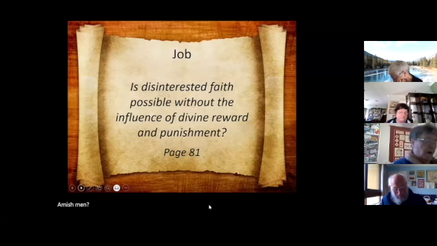And it raises this immense question. The Hasatan, when he descends into the heavenly court and God says, well, have you seen your rovings around? Have you seen my righteous servant Job? The Hasatan is basically asking the theological question, is disinterested faith possible without the influence of divine reward and punishment? That question's on the bottom of page 81 of your books.